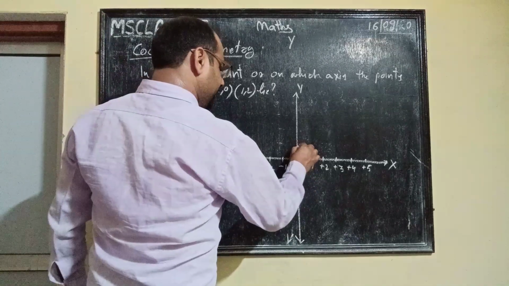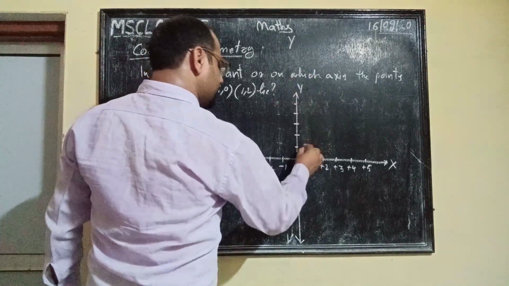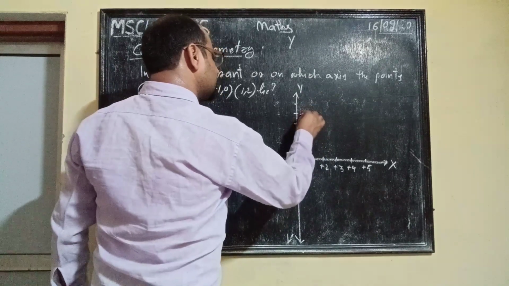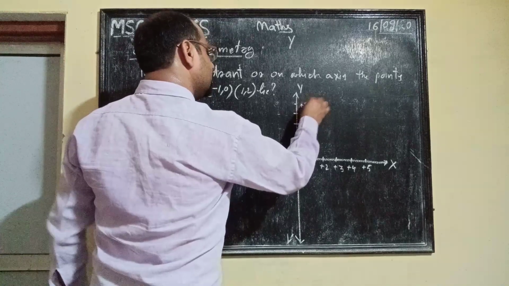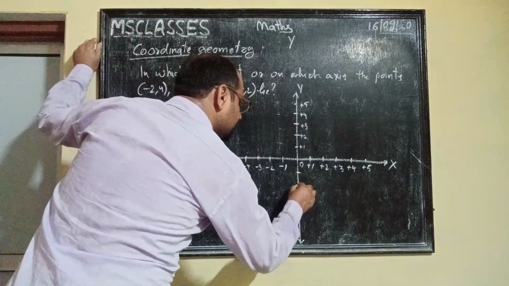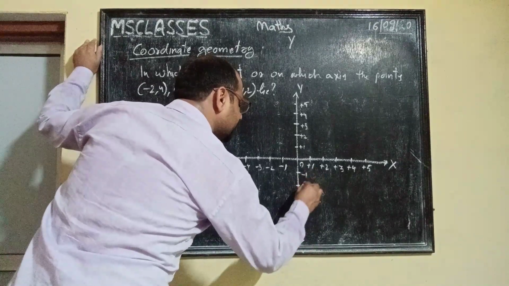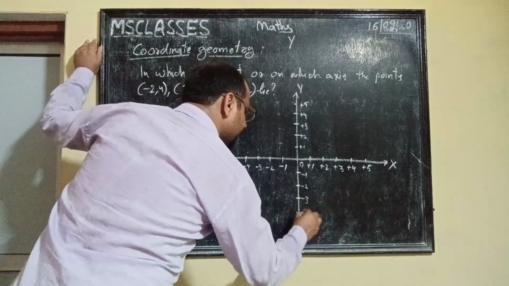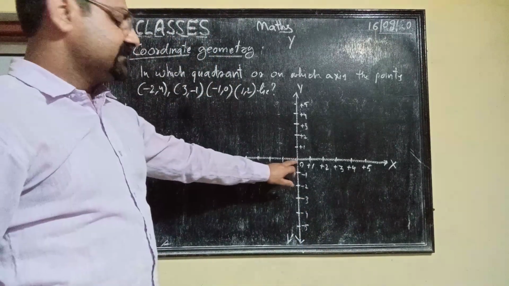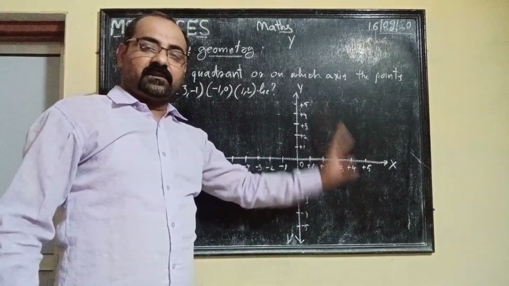To the top side all points will be positive, so this is +1, +2, +3, +4, +5, and to the bottom all points will be negative, -1, -2, -3, -4, -5, and at the center this is 0. So this is the Cartesian plane.